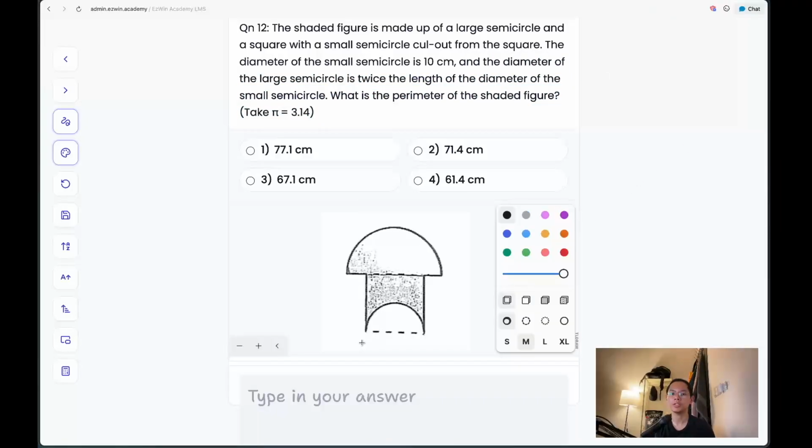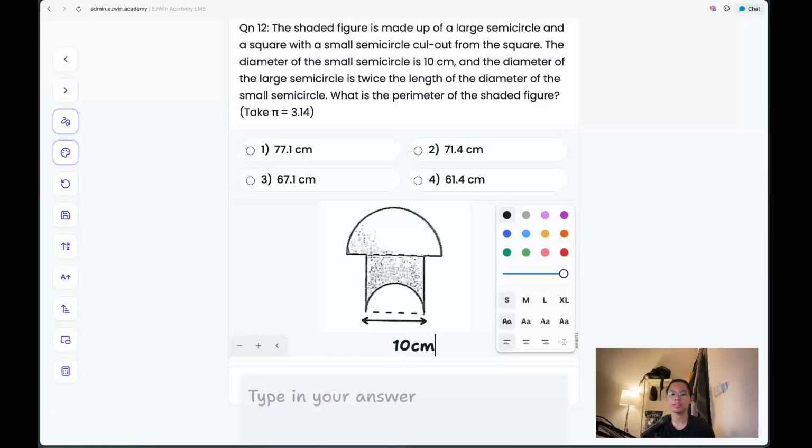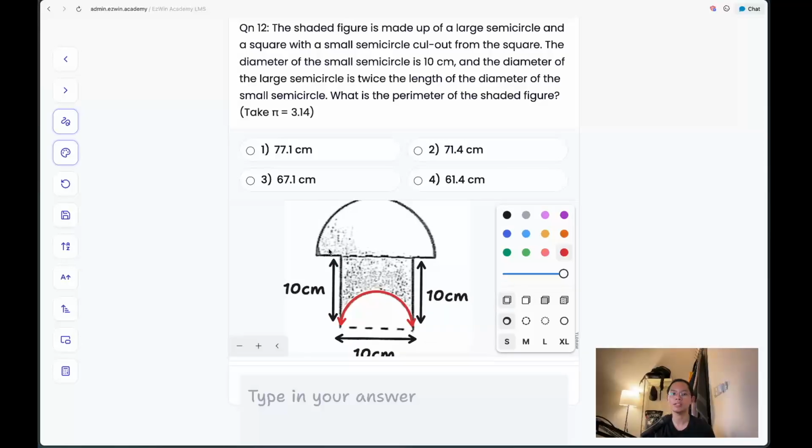So we know over here, the diameter is 10 centimeters. So that means we can calculate this part over here, highlighted in red. So when I get a perimeter, right? Since this is 10 centimeters, this is also 10 centimeters. Then this is also 10 centimeters. And then lastly, we also want to get this little part over here.